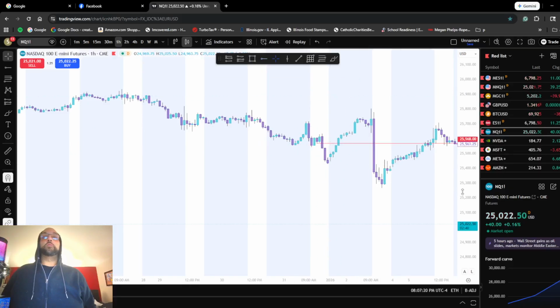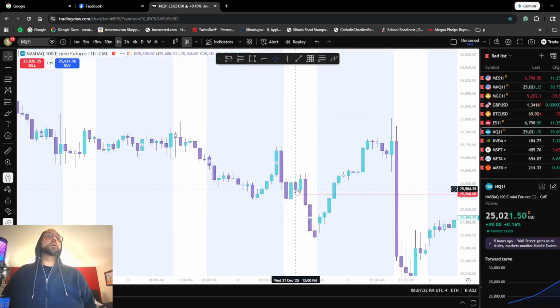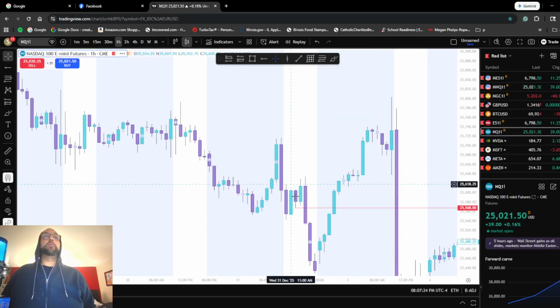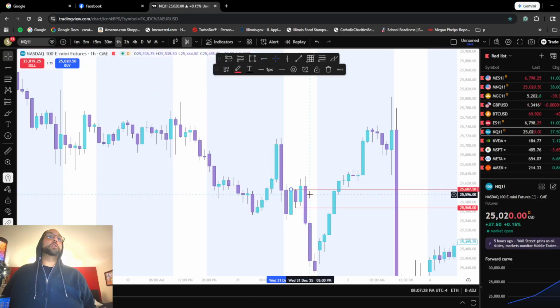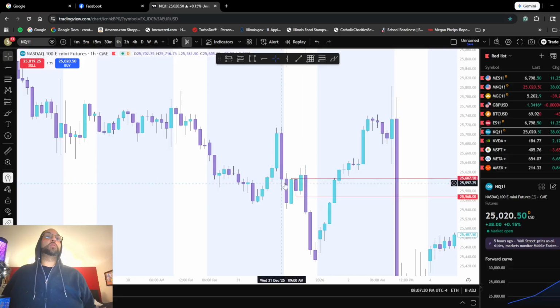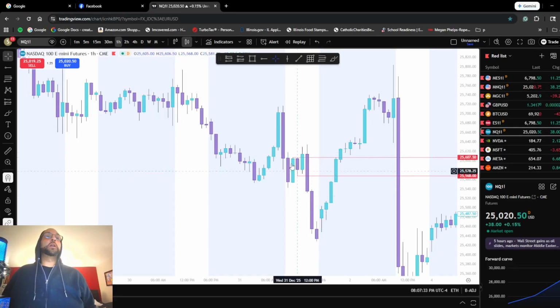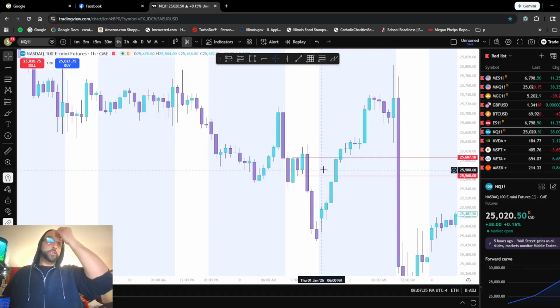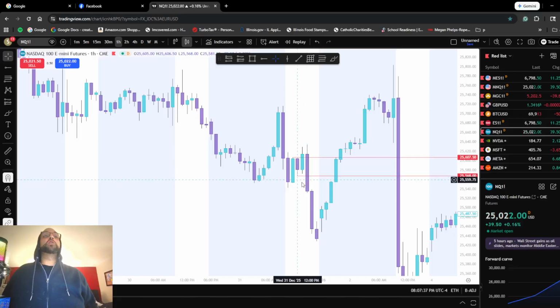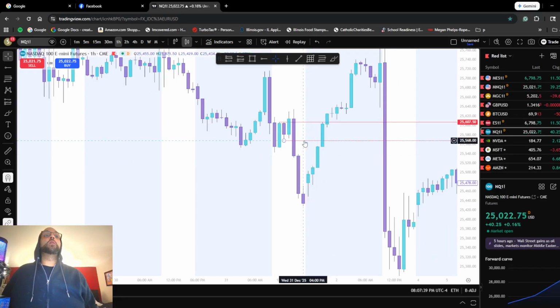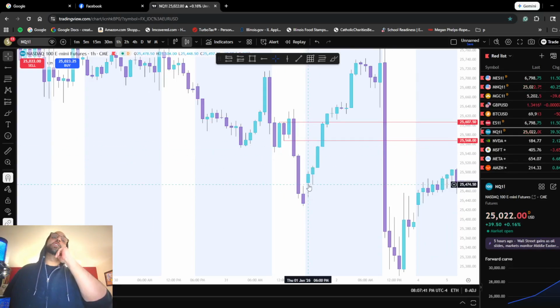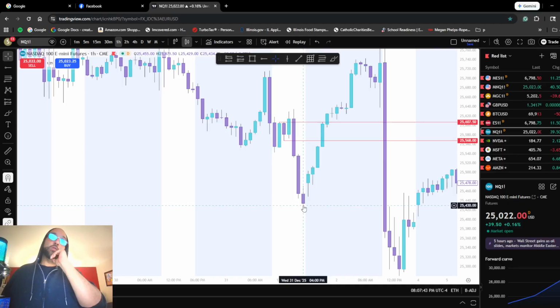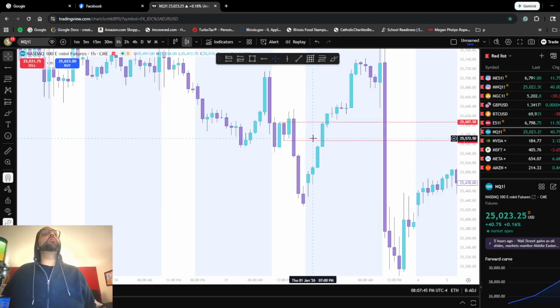Boom, break of structure. What did we do after? Where does liquidity lie? Our liquidity is lying right there. Price came up, swept that liquidity to the upside. What did we do after we get the liquidity sweep? We get the break of structure to the downside. What did we do after we get the break of structure to the downside? We go down. Awesome, awesome.